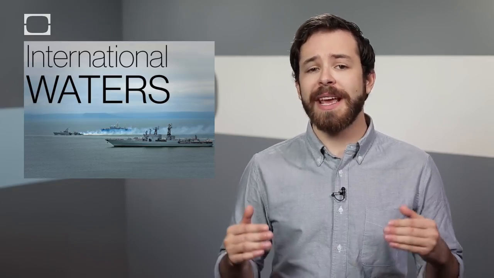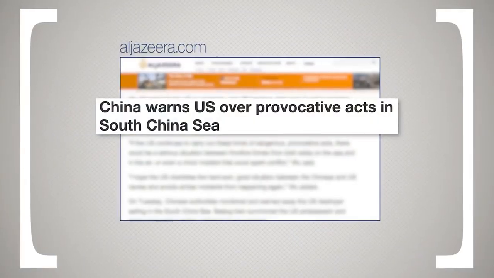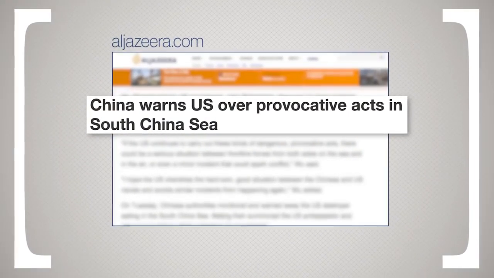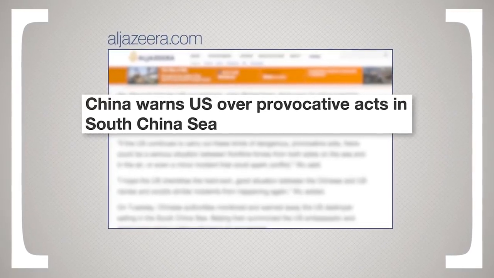Meanwhile, international countries, like the United States, maintain that a large portion of the South China Sea constitutes international waters. The US has even sent ships into what China claims as its own territory. This dispute is considered one of the most volatile in the Asian region.